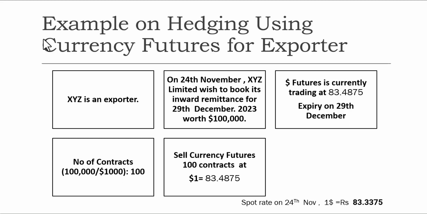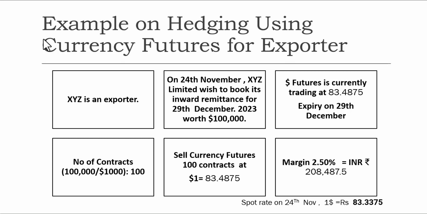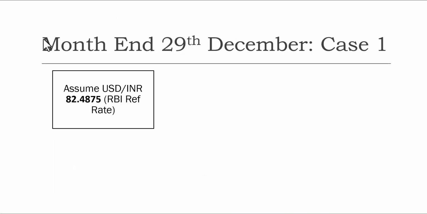So if he takes this position and the dollar falls, on the stock exchange position I'm going to make money. If I've sold dollars at 83.4875 to someone, and the dollar comes to 83, I'm making 87 paisa of gain, isn't it? Because I've sold to someone, on say 29th of December we will settle the deal. On 29th, if the dollar price falls, I'm sitting at a profit. If the dollar price goes up, I'm making a loss. So he pays a margin, which is 2,08,000 something.